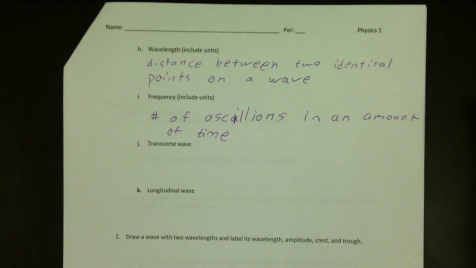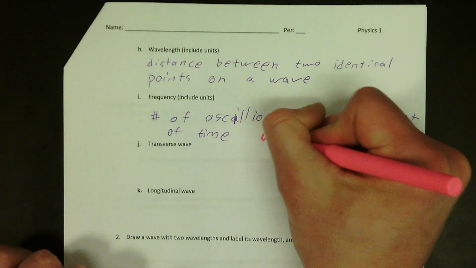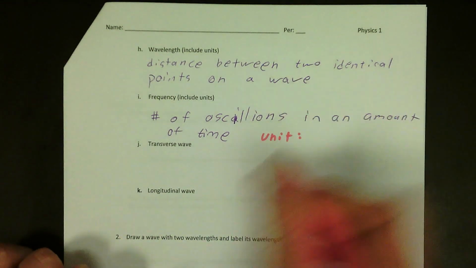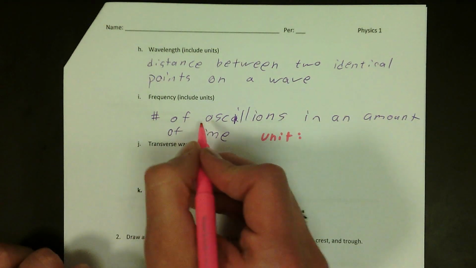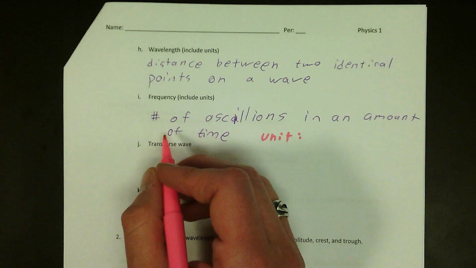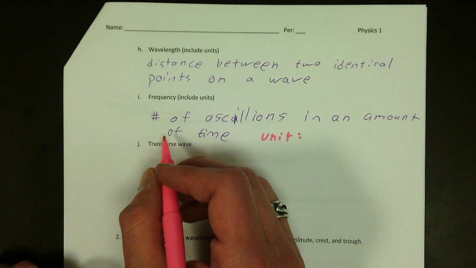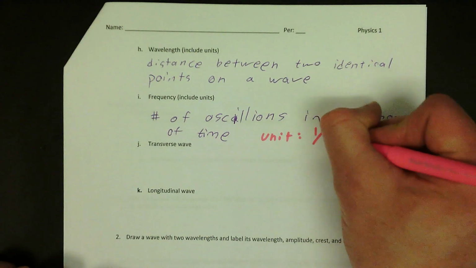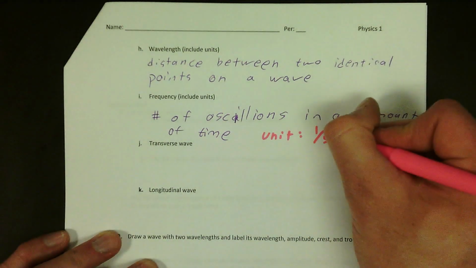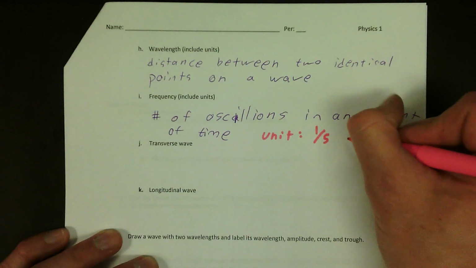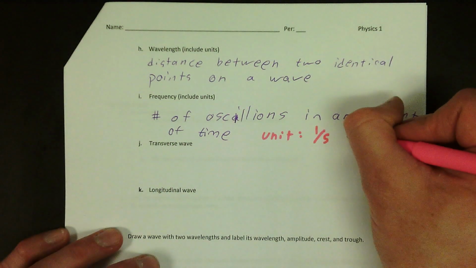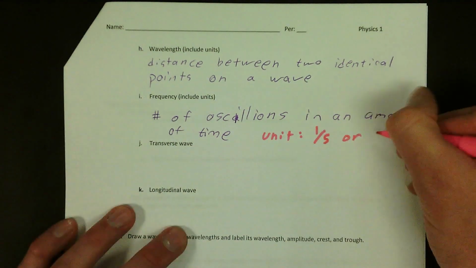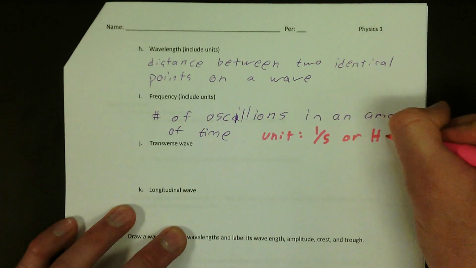The unit. So if it's oscillations per second, oscillations is a counting number, so it doesn't have a unit. Time is measured in seconds, so the unit is 1 over seconds. But there's a name we use for that. Okay? And that is hertz.